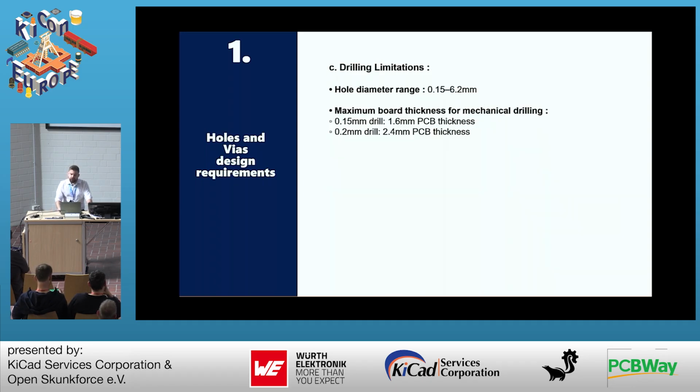And then for drilling, for the different holes we can manufacture, we go from 0.15 millimeter to 6.2 millimeter. And you have to know that the value of 0.15 also depends on the thickness of the PCB. If the PCB is 1.6 millimeter, we can go up to 0.15, but if it's 2.4, for example, we can only go up to 0.2 millimeter. Okay.